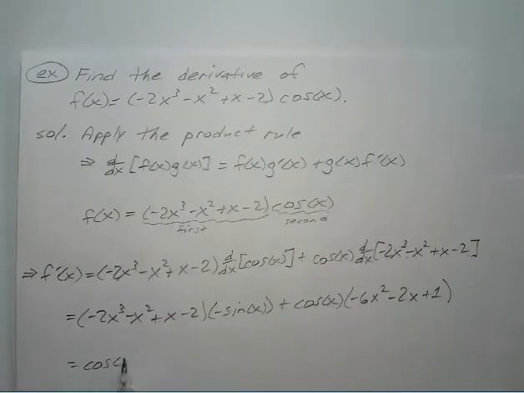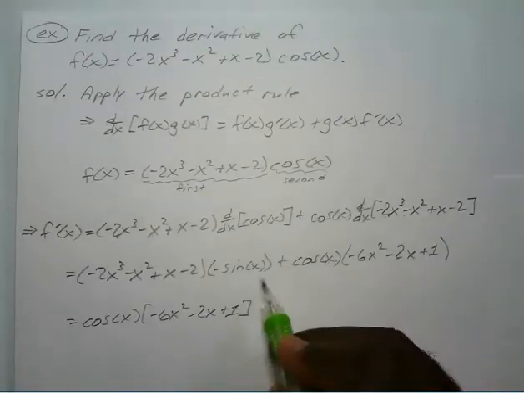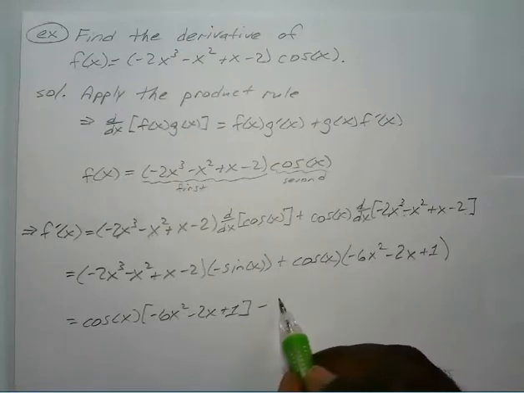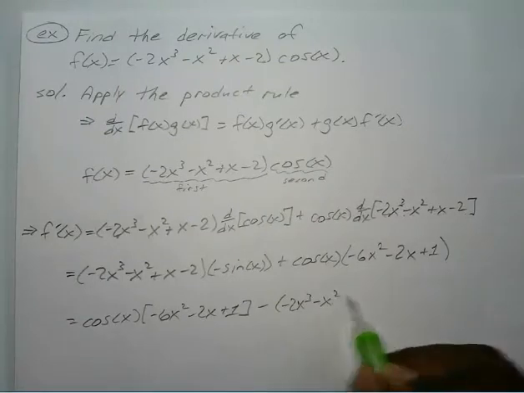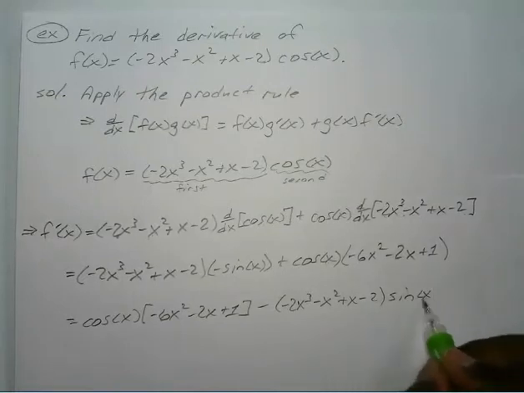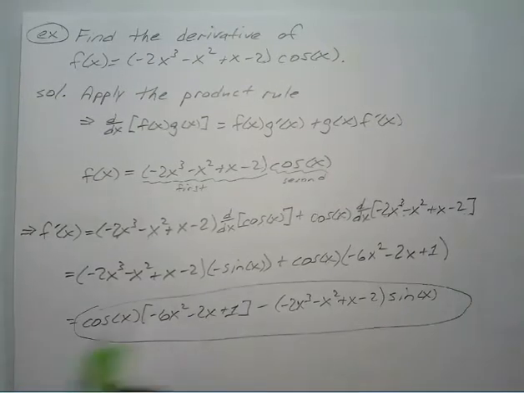So you have cosine of x times negative 6 x squared minus 2x plus 1, okay, minus, say, negative 2x to the third minus x squared plus x minus 2 times sine of x. Okay, and of course, like I said, there are different ways you can present this answer. If you wanted to distribute your sine and cosine, you could. You just probably won't have to.